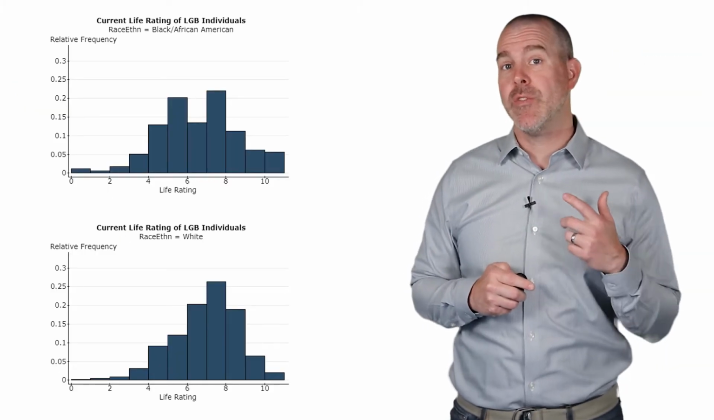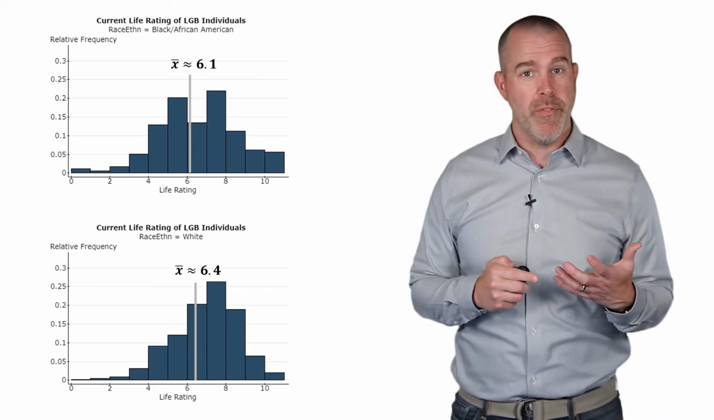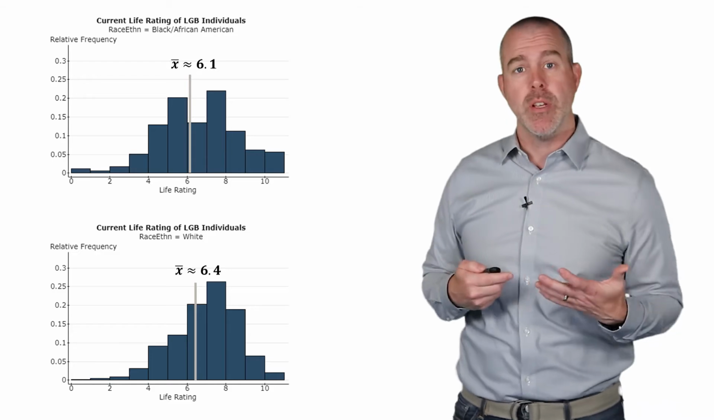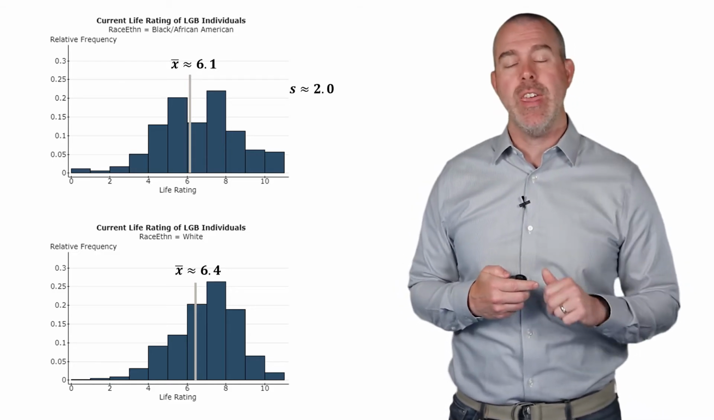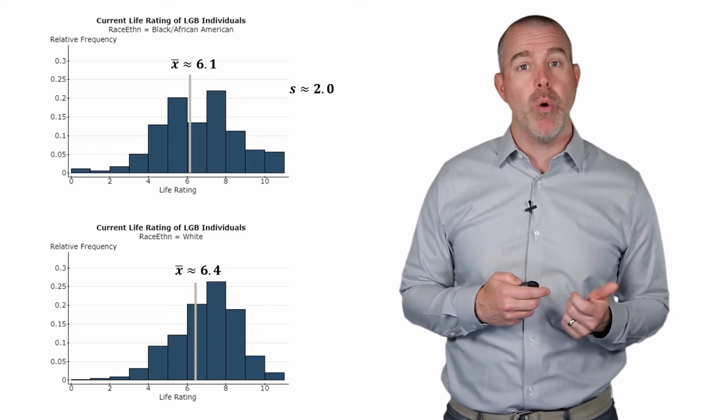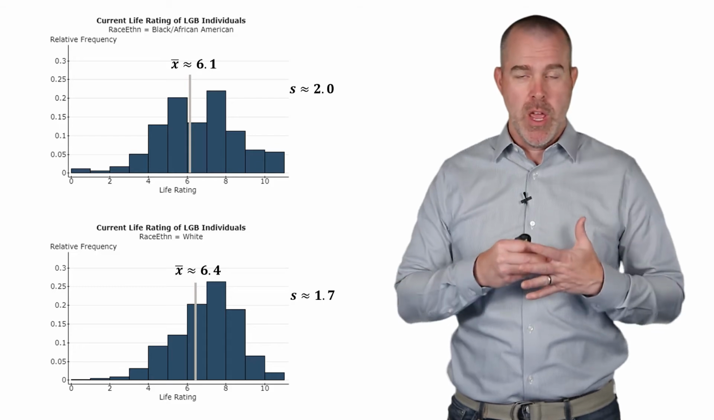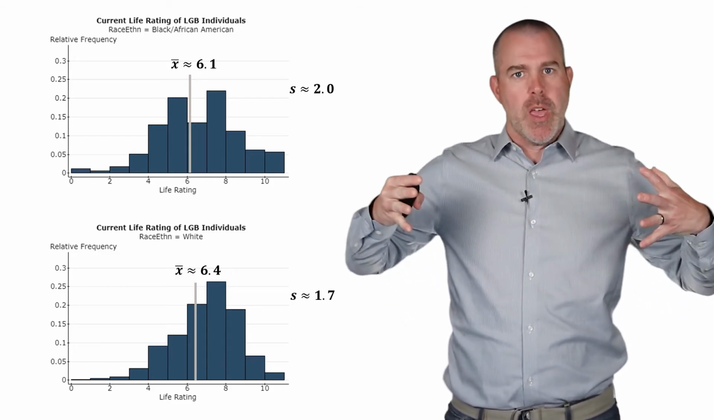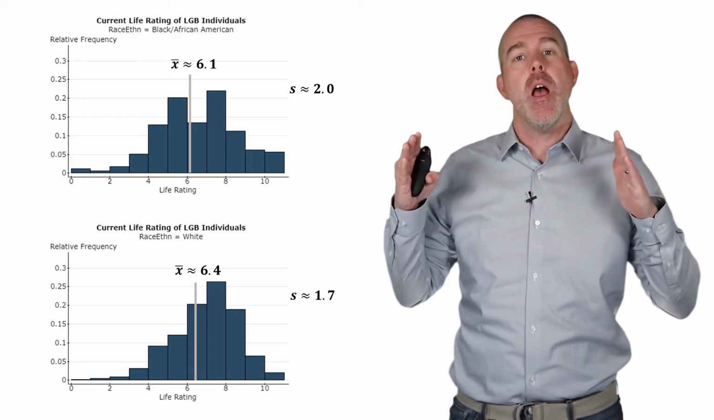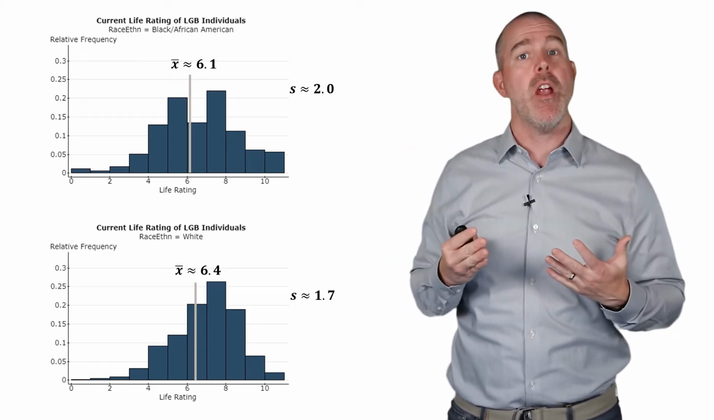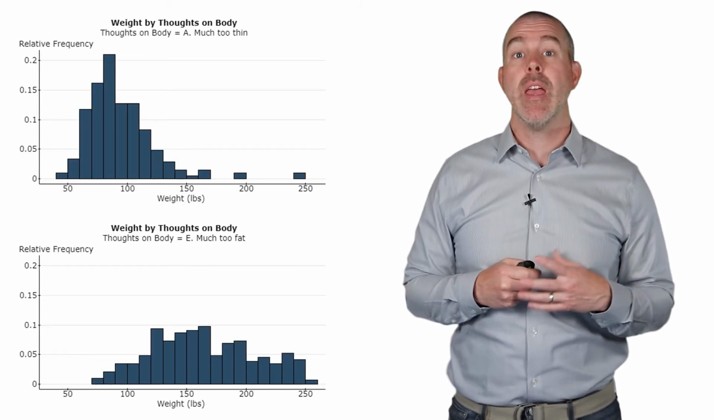What we find is for Black or African Americans, the mean is 6.1. For whites, it's 6.4, so you can see on the histogram that it looks a little bit higher. And then the spreads are different as well. The standard deviation for Black or African Americans is 2.0, and for white, it's a little bit smaller, 1.7. So again, the standard deviation is talking about how spread out that histogram is. It's not a huge difference here, but the white histogram is a little bit narrower, so it gives it a smaller standard deviation.